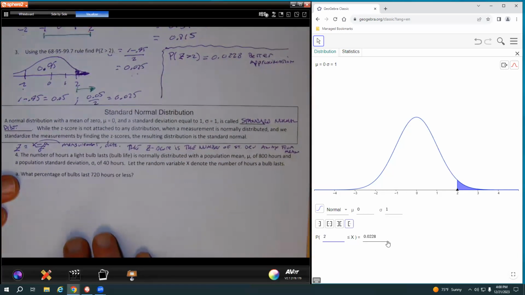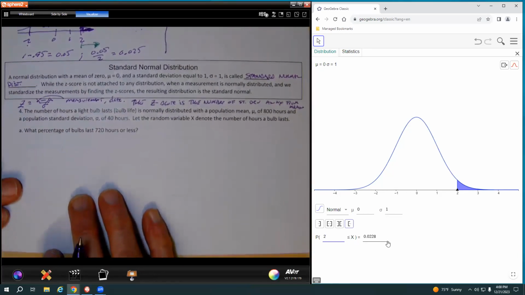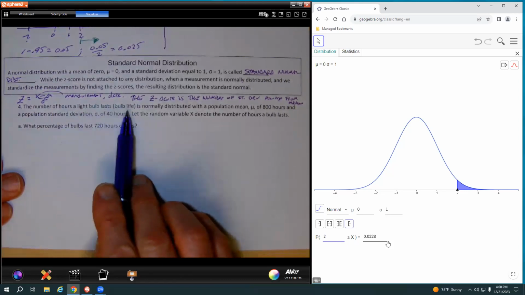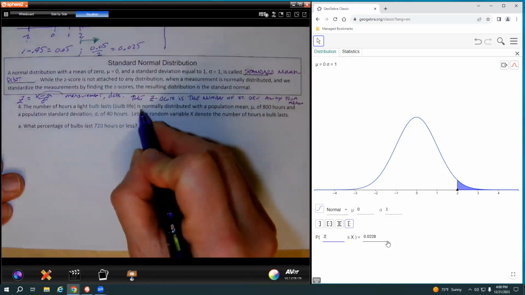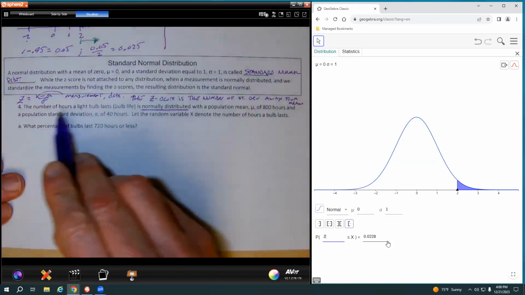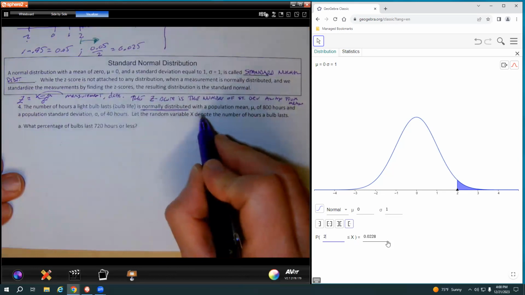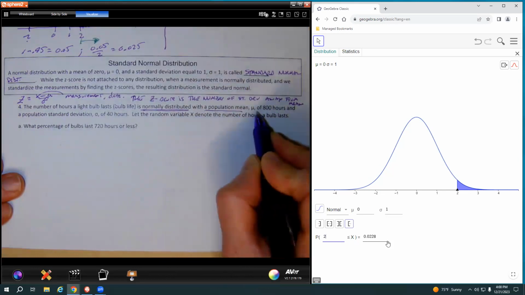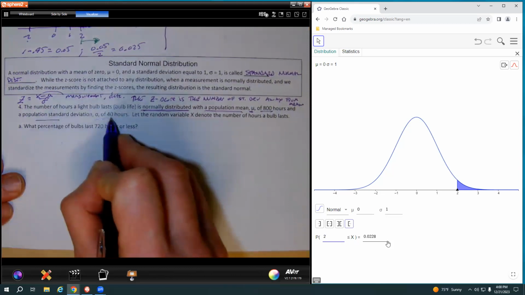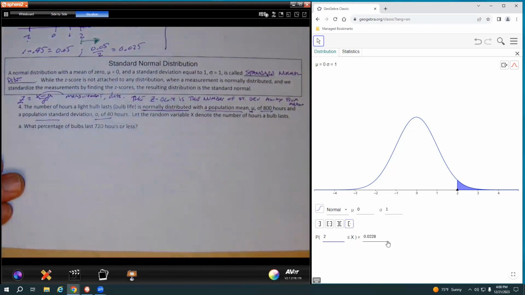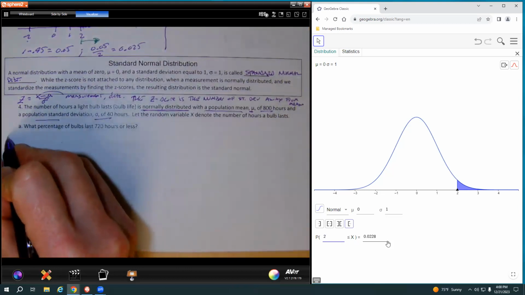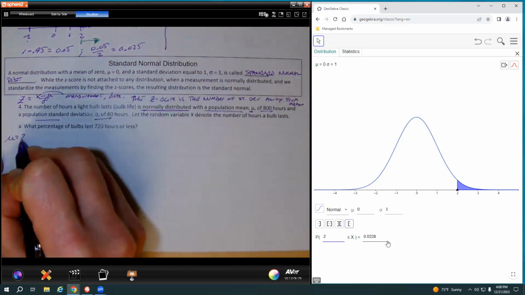So now we're given a situation in 4. The number of hours a light bulb lasts is normally distributed. So this is an important piece of information. They're telling me the distribution: the number of hours a bulb lasts is normally distributed with a population mean of mu, notice, of 800 hours and a population standard deviation of 40 hours. Okay. So I'm going to write all that information. What I'm given is mu is 800 hours.